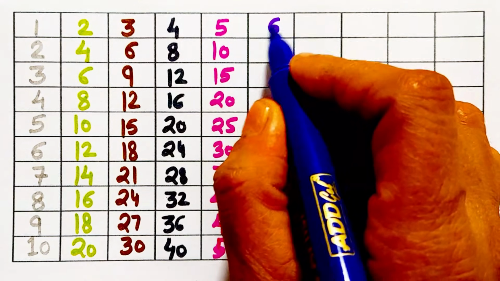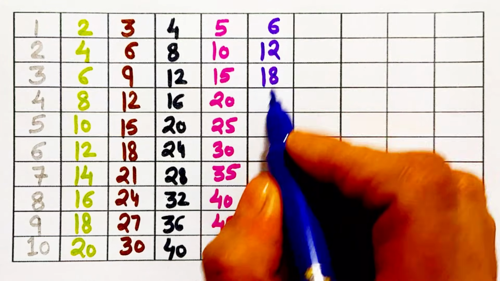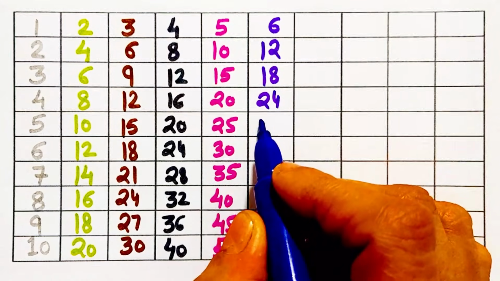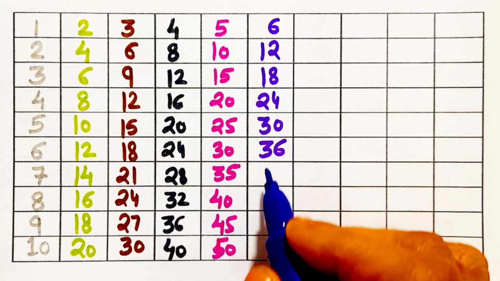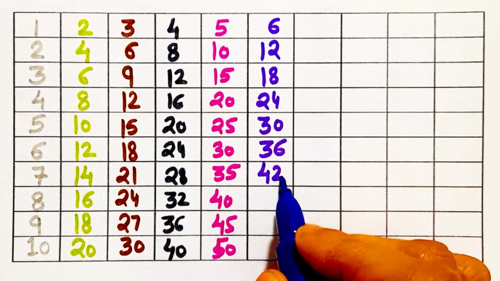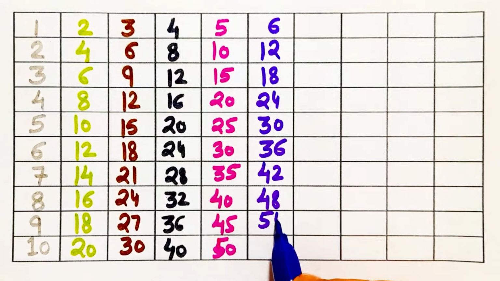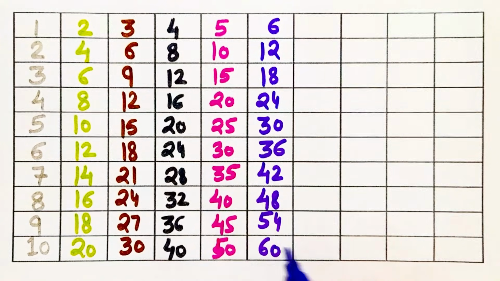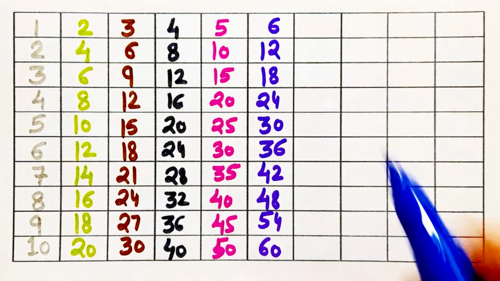Now table of 6. 6 ones are 6, 6 twos are 12, 6 threes are 18, 6 fours are 24, 6 fives are 30, 6 sixes are 36, 6 sevens are 42, 6 eights are 48, 6 nines are 54, 6 tens are 60.